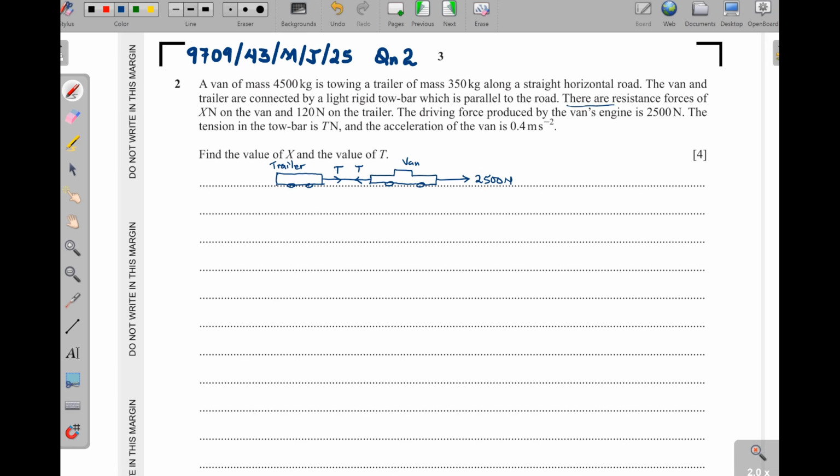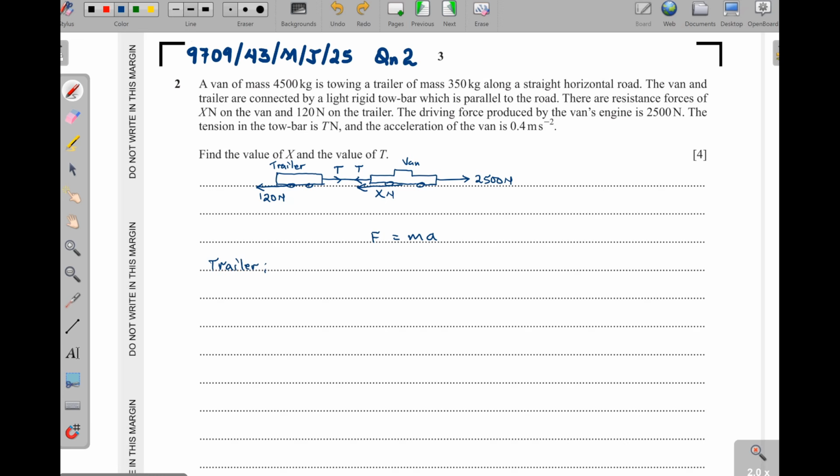And then they say there are resistance forces of X newtons on the van. So I'll put here, there is a resistance force of X newtons. And then on the trailer, we have 120 newtons. Okay, now we are going to use F equals MA. And when we look at the forces that are acting on the trailer, we have two forces: the tension and then the 120.